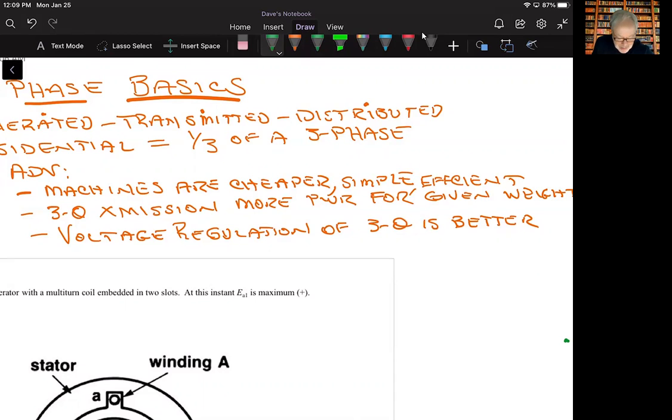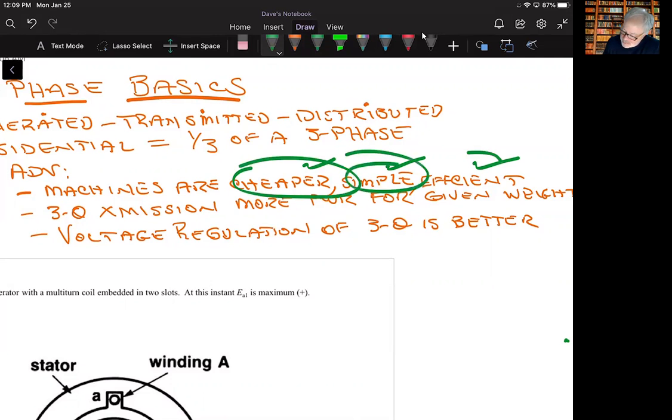Now, why three-phase over single-phase in general? One of the primary reasons is that the electrical machines and the things that we're studying in this class, motors, generators, transformers, are cheaper, simpler, and more efficient in three-phase. Right now, we don't know why, but that's what this course is about, for us to understand that. And we'll get into the reasons why those three things occur in three-phase versus single-phase.